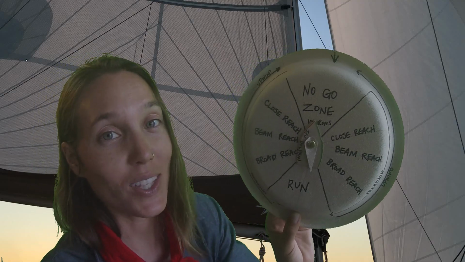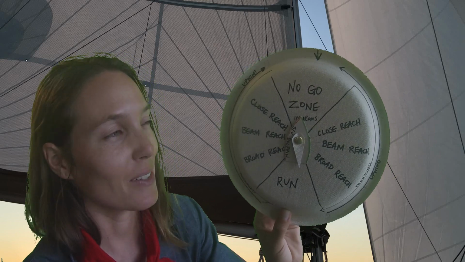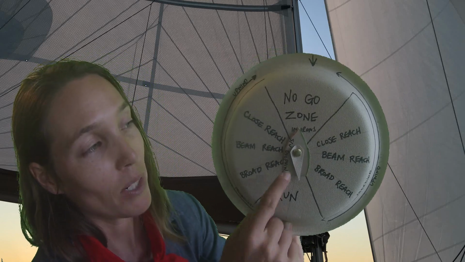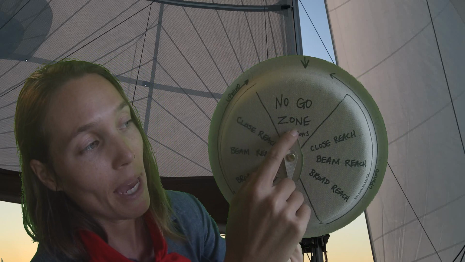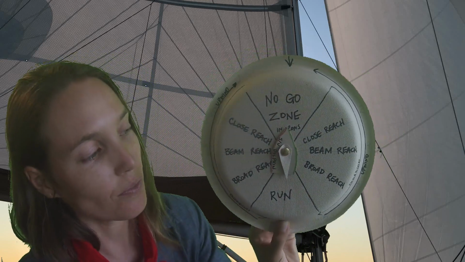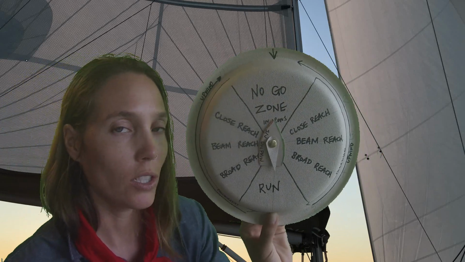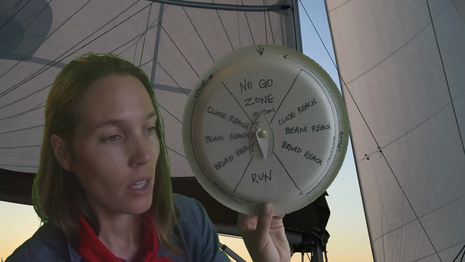All right, now let's do this together. Pull out your points of sail interactive wheel and put the bow of your boat into the wind, into the no-go zone. Now, the no-go zone is also called in irons.